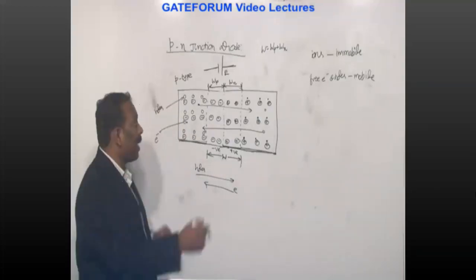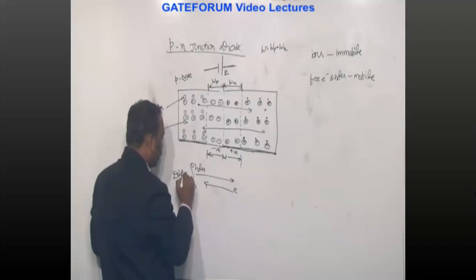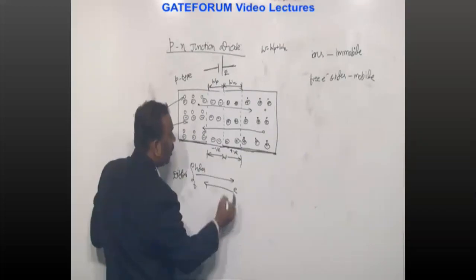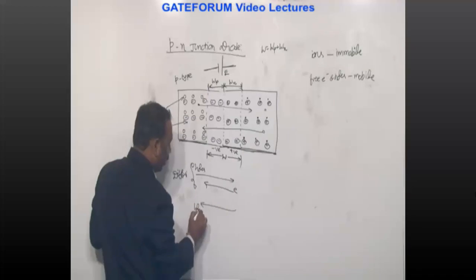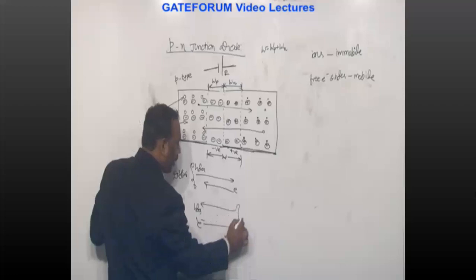And that current, see, the previous one is because of diffusion. Because of drift, holes are moving from here to here and electrons are moving from here to here. So this is drift.